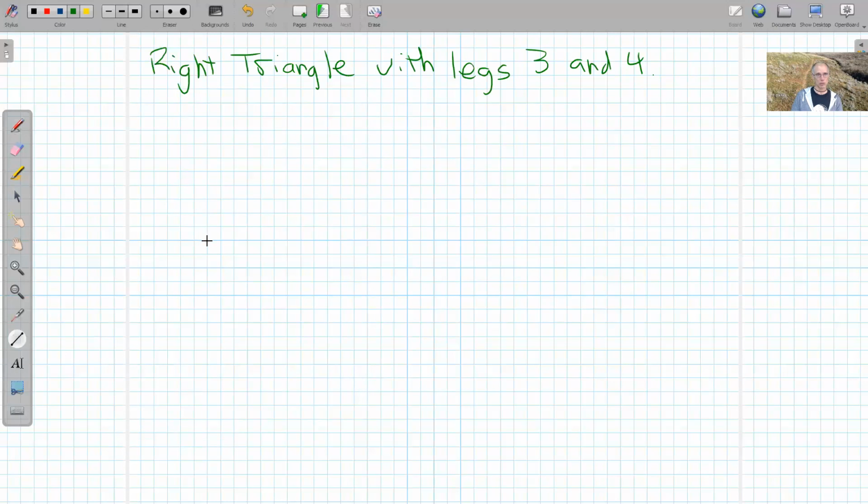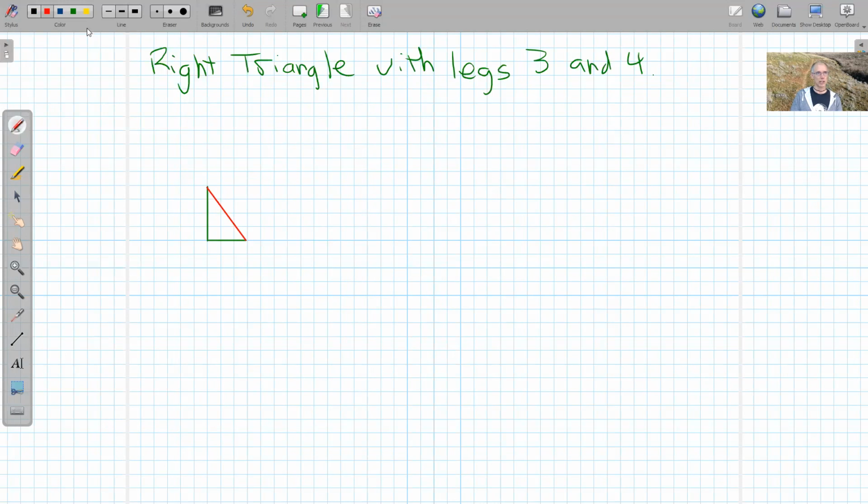So let's say here's where I'm going to start, and I'm going to go up 1, 2, 3, 4. So there's my up 4 to the best of my ability, and then from there I want to go over 1, 2, 3. And then I want to know what is the diagonal distance from the endpoints of those 2 segments right there. And I don't have a ruler on the screen, unfortunately.